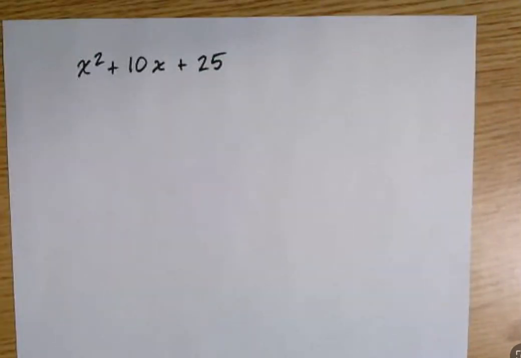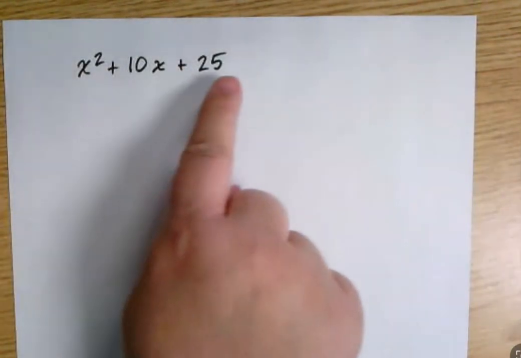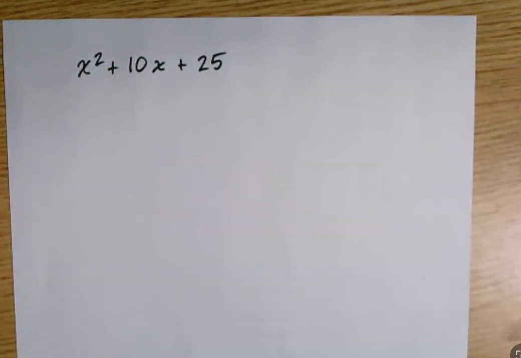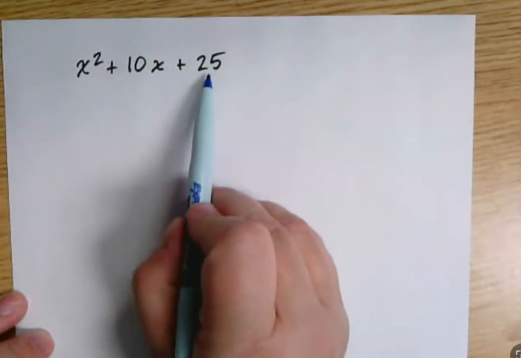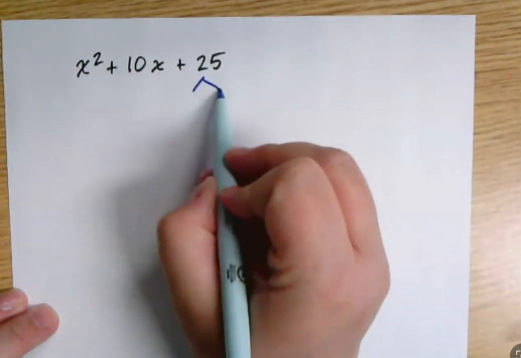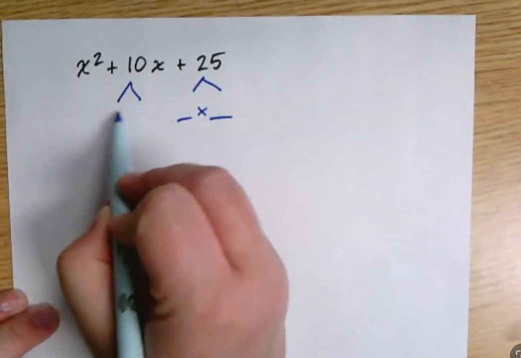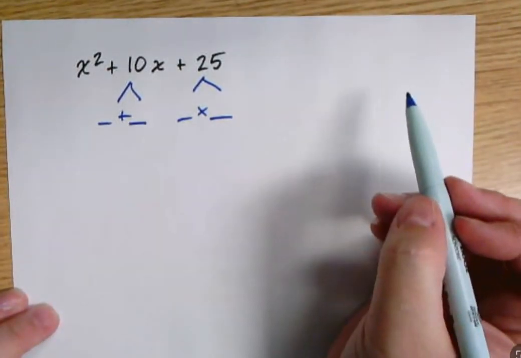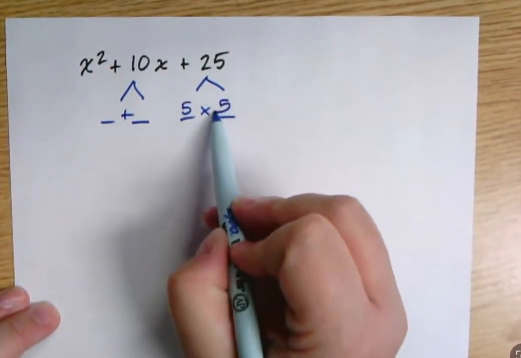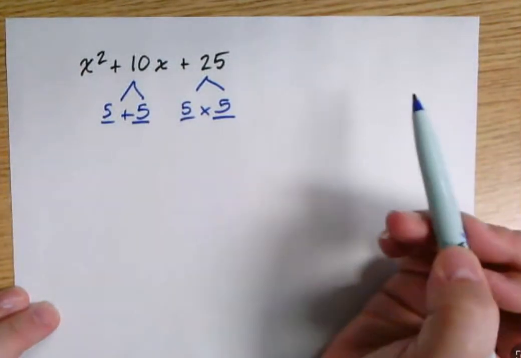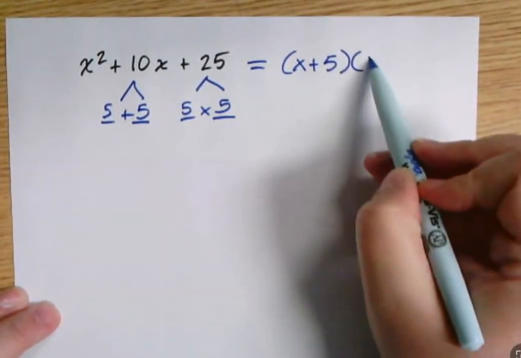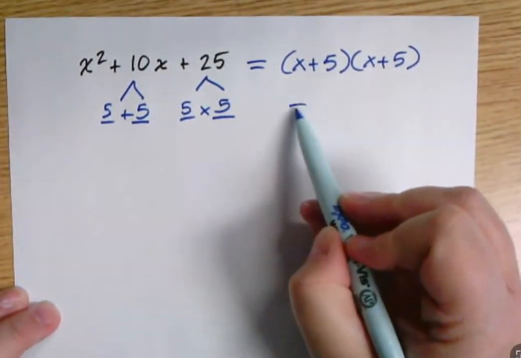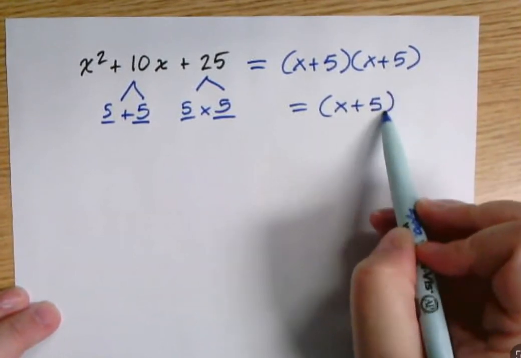Okay, so let's look at a couple examples going the other way. Let's say I have a trinomial, 3 terms, 1, 2, 3, and I want to factor it. Well, the way we usually do it when there's no leading coefficient here is we say what two numbers multiply to give me this and add to give me this. Well, the answer there is 5 and 5, which we notice are the same number. So this can be factored as x plus 5 times x plus 5, or we could rewrite that as x plus 5 squared.